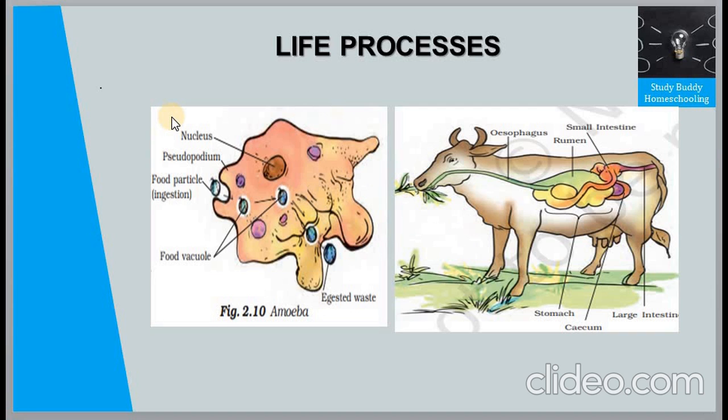Even when the organism is sleeping, there are certain processes which keep happening in the body of the organisms. There will be continuous exchange of gases or certain materials between the cells and the tissues. These are the life processes. Now here you can see the two pictures. One is amoeba, which is a single-celled organism, and you have a cow here. It's a multicellular organism. If you take the case of amoeba here, it is made of a single cell.